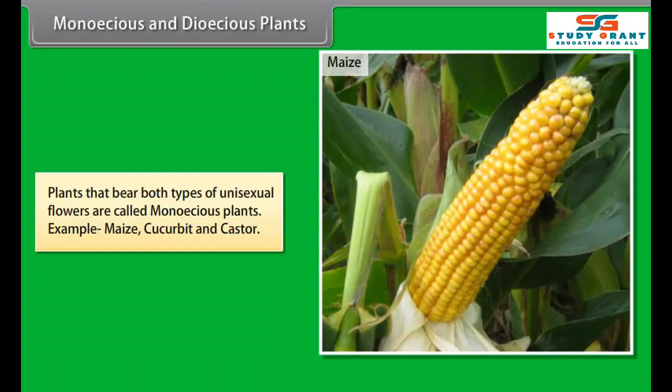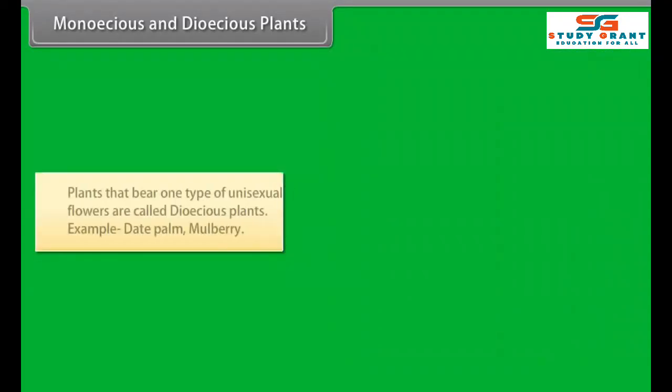Unisexual flowers. Flowers that bear either stamen or pistil are called unisexual.